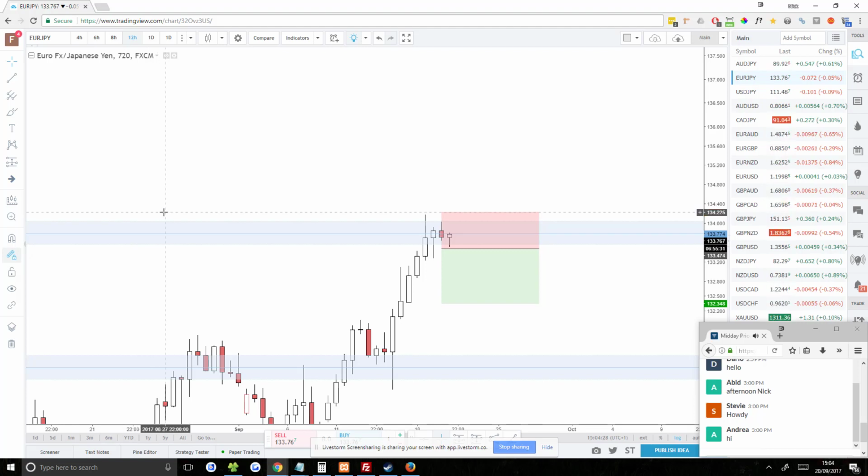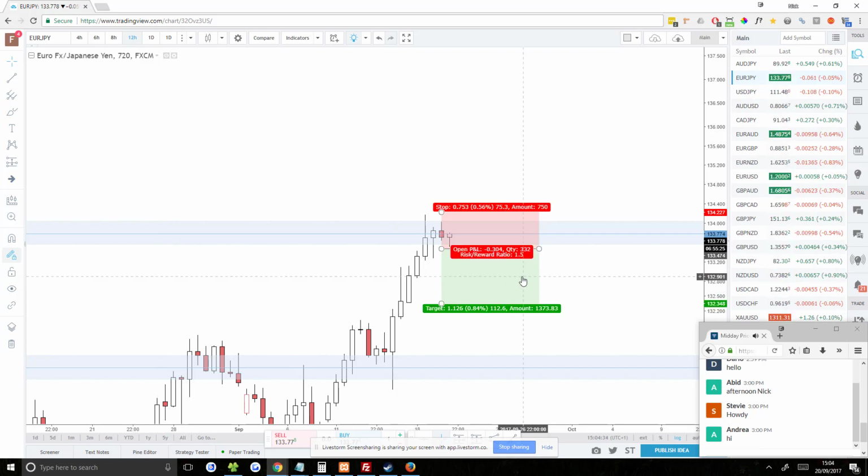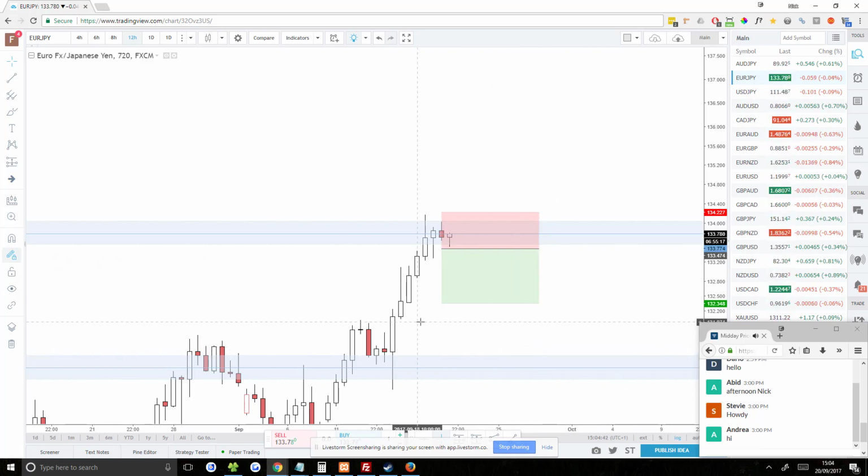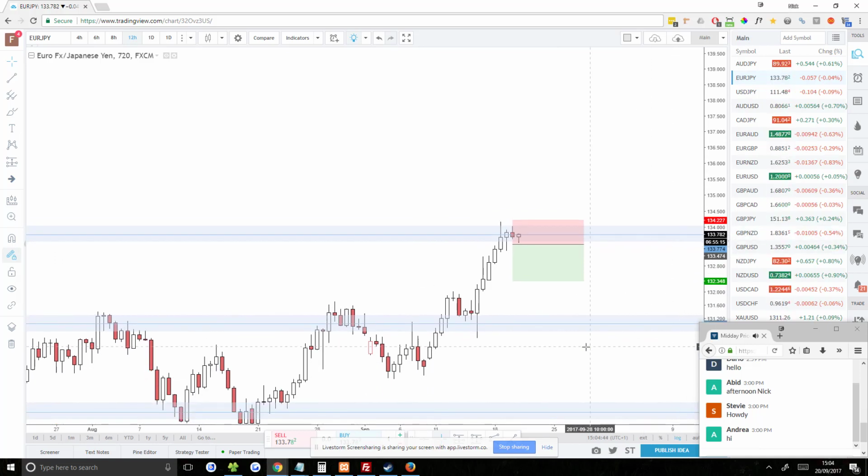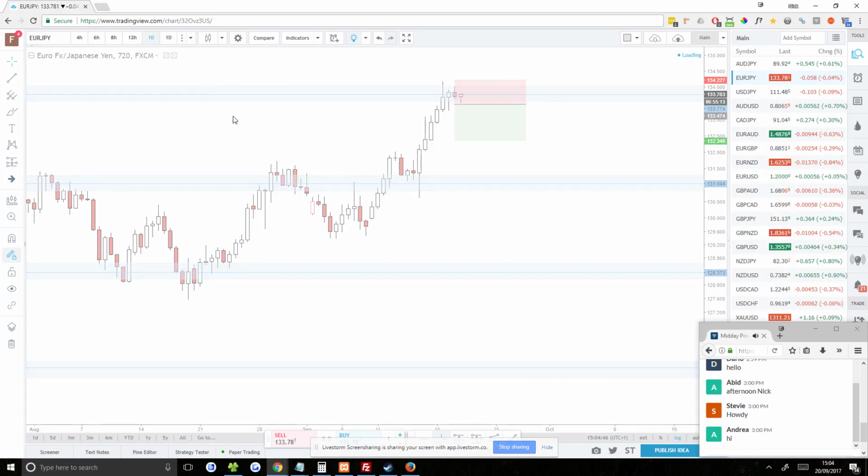Stop loss is at the 134.22. And my initial target is at 132.35. That is a 1.5 risk reward ratio. That target may be extended. It just totally depends. With these counter trend trades, because this is counter to a pretty strong bullish trend.